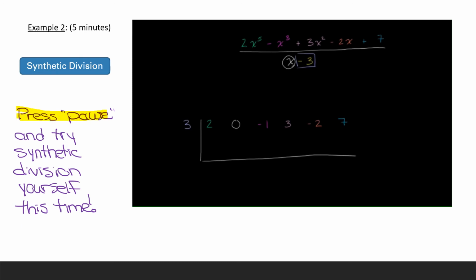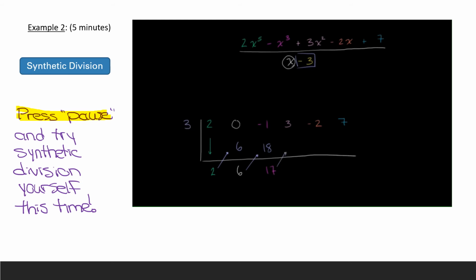So we'll bring down this 2, and then multiply the 2 times 3. 2 times 3 gives us 6. 0 plus 6 is 6. And then we multiply that times the 3, and we get positive 18. Negative 1 plus 18 is 17. Multiply that times the 3.